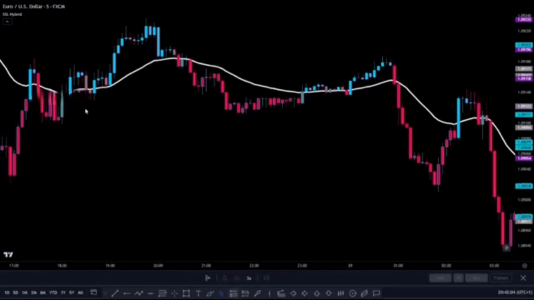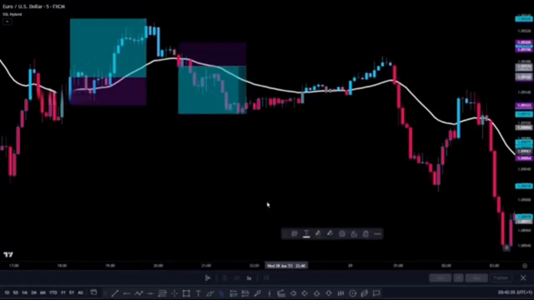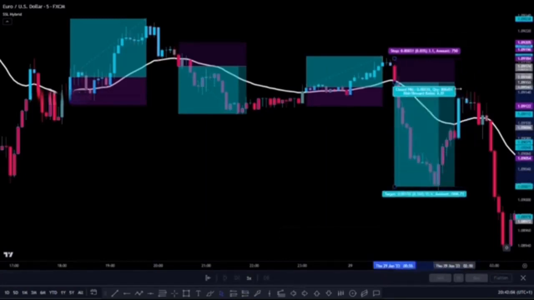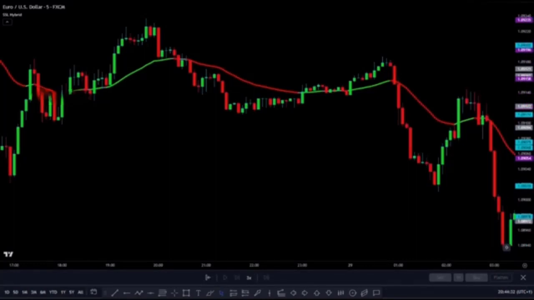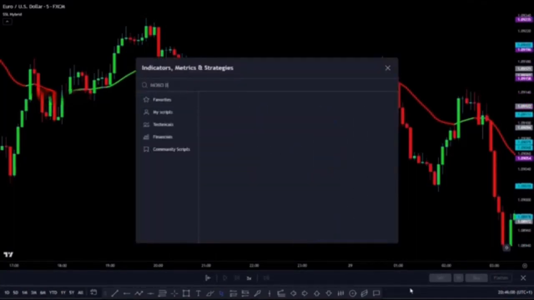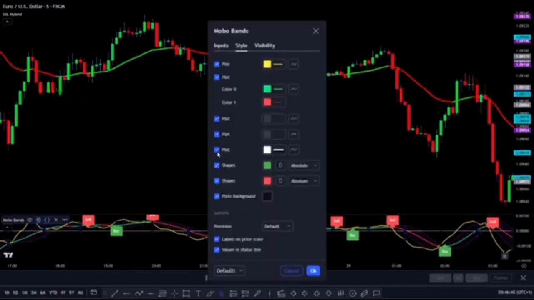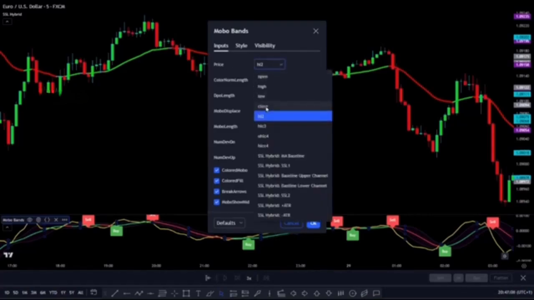If we look at recent trades, it seems like they could have been quite successful. By the way, this is our first confirmation indicator. Now, for the second indicator, we'll add the MOBO bands by Barrett Denning. We need to adjust its settings too, because we won't be using the zero line. So, let's go to the settings and hide it. On the Inputs tab, change the price source to close, and then click OK.